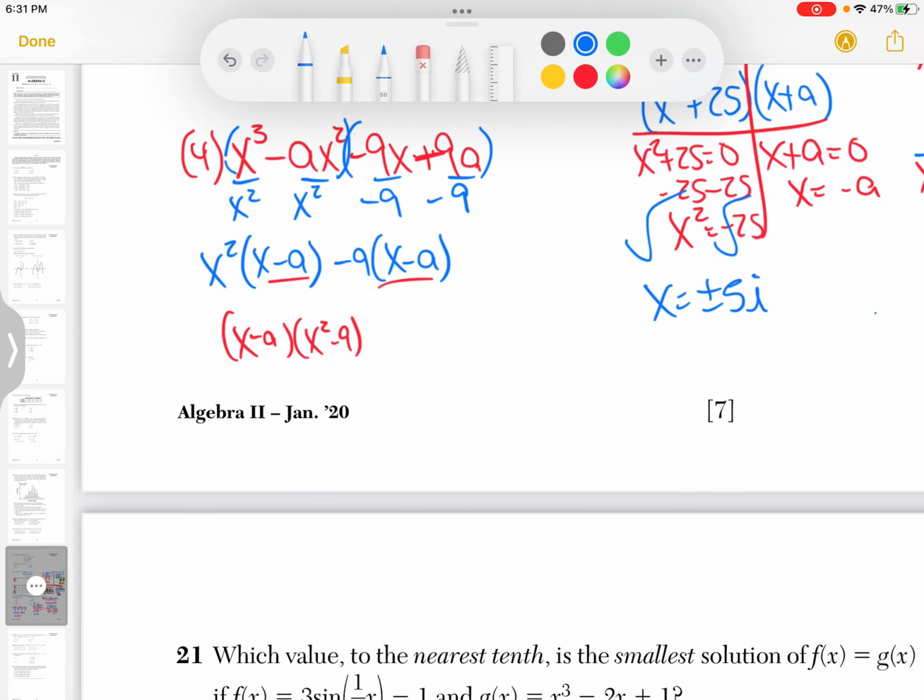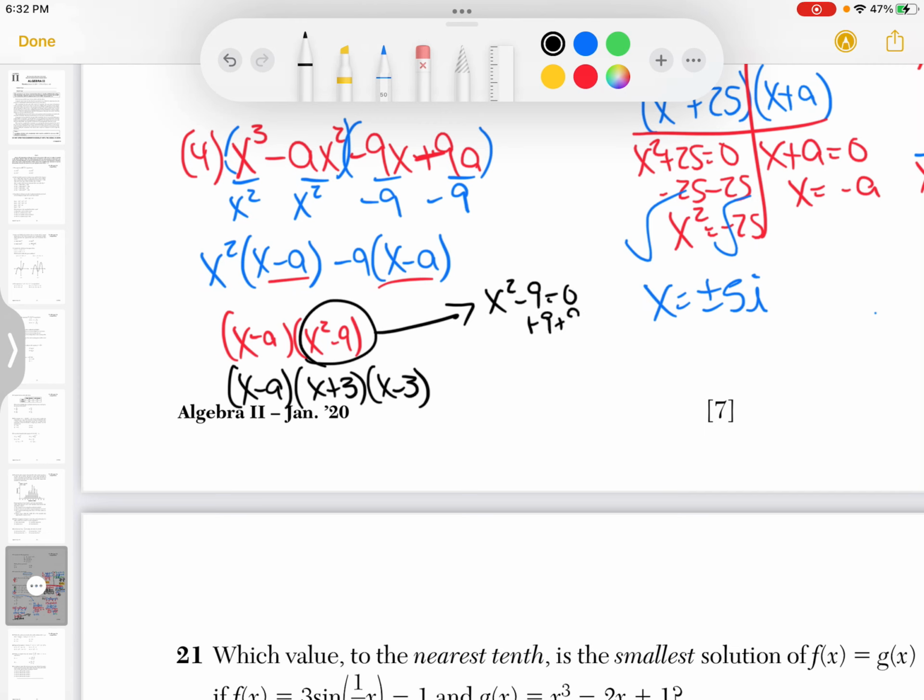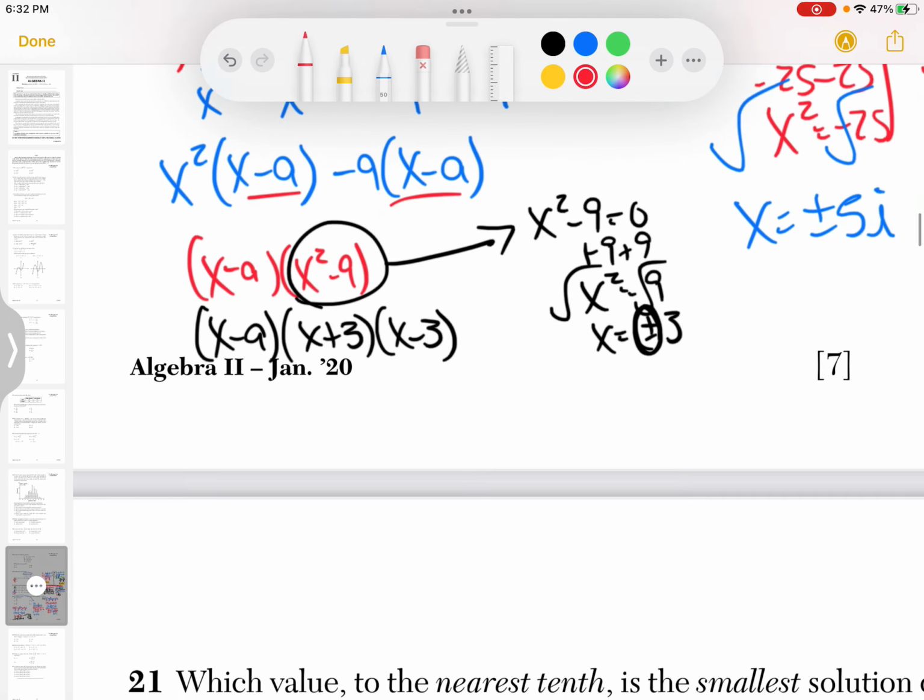There are 2 different ways that you can do it. I'm going to continue factoring it. I have x minus a here, and then this is a difference of squares, so it's x plus 3, x minus 3. You can also solve this separately when you tee it up. If you do, you get the plus 9 and you get x squared equals 9, and when you square root it, you should get a plus or minus 3. So you just have to remember that plus or minus if you don't factor it again. It's a tricky thing to remember, so just always remember to factor completely and you can't go wrong.